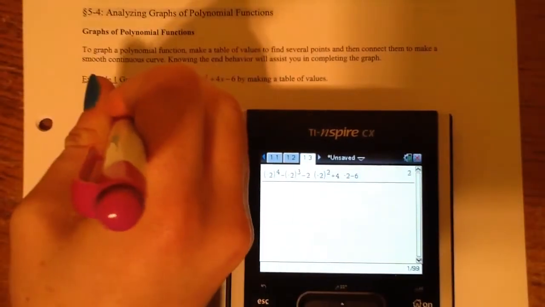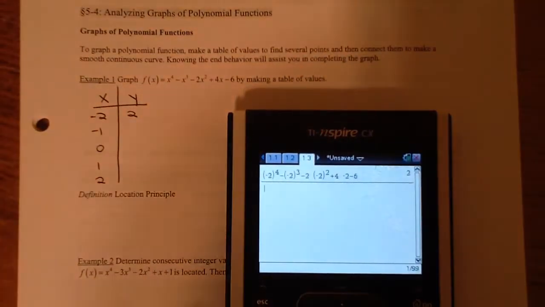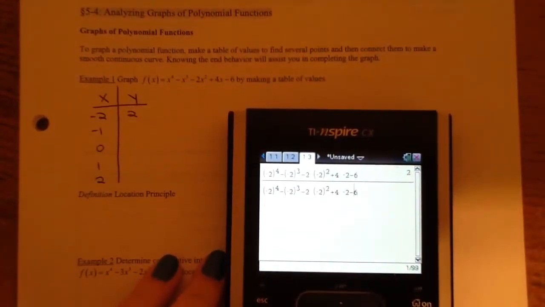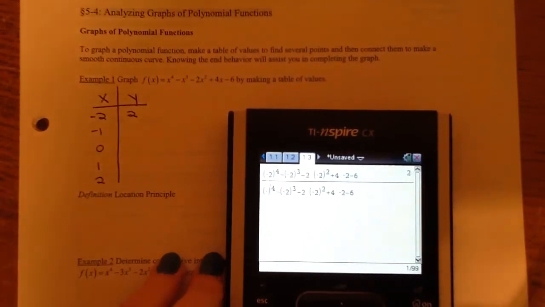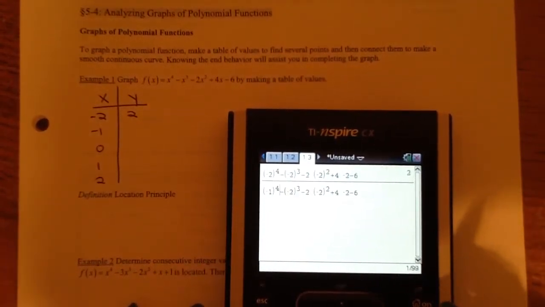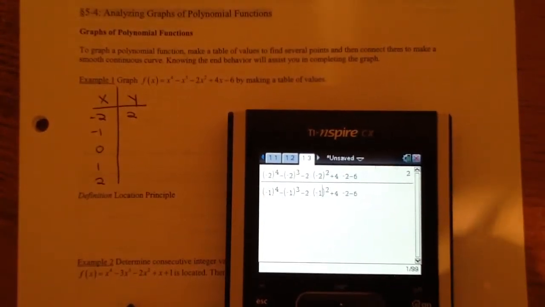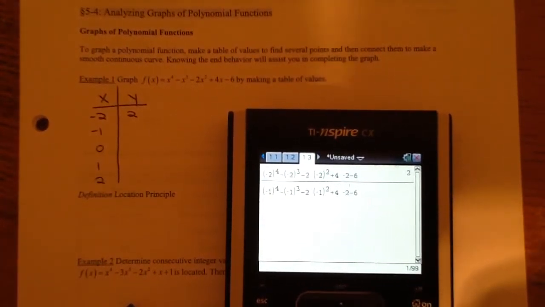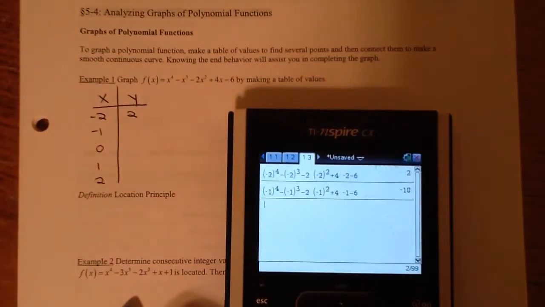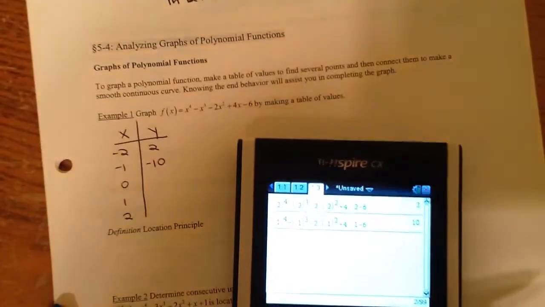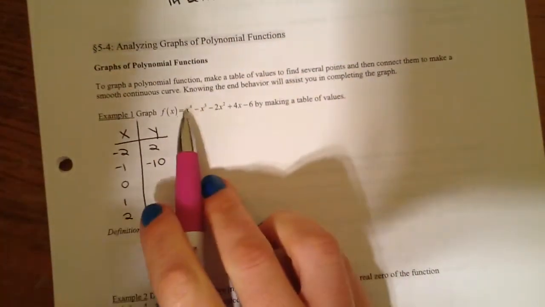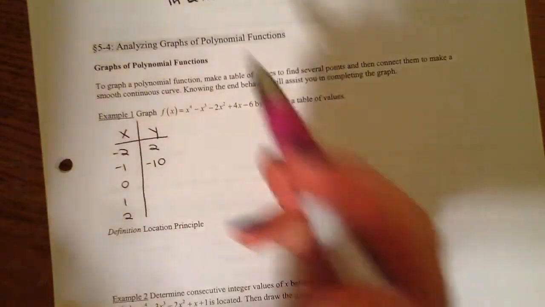Okay, so that's a good start. Then we're going to try -1. So let's just copy paste, and then everywhere there's a -2, we're just going to replace it with a -1. Might save a little time from plugging the whole thing in again. Okay, that gives us -10. Okay, and then 0 is super easy to plug in because this would be 0, 0, 0, 0, -6.